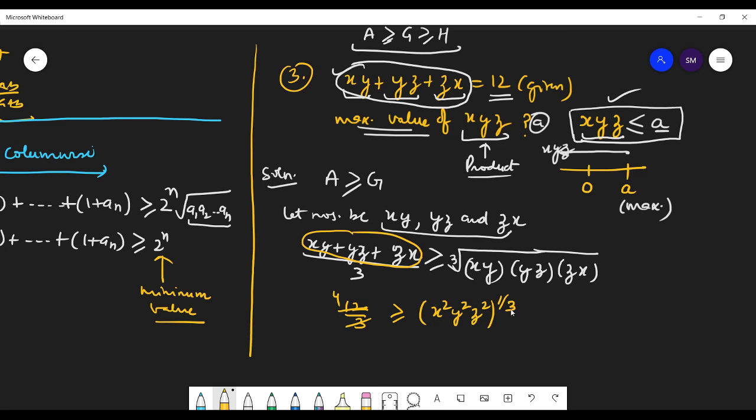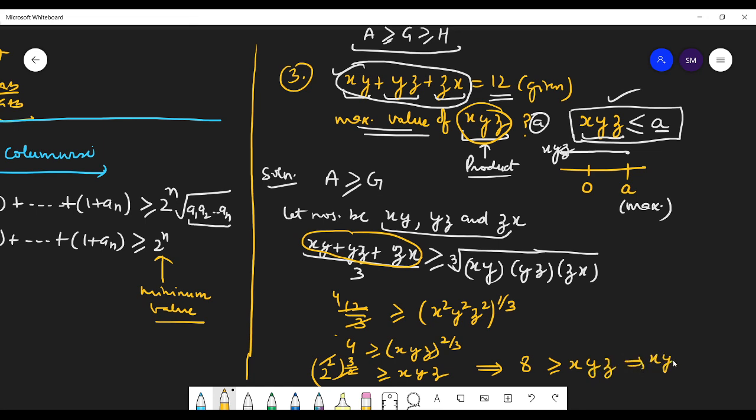Now this power is 1/3 and the 2 is its power, so what can we write this as? xyz, that is what you need, xyz raised to the power 2 by 3. Now isolate xyz: multiply both sides by the power 3/2. And 4 is 2 raised to the power 2, multiplied by 3/2, so that is greater than or equal to xyz. The 2 cancels, 2 raised to 3 is 8. So 8 is greater than or equal to xyz, or you can write that xyz is less than or equal to 8. That is what you needed, students.